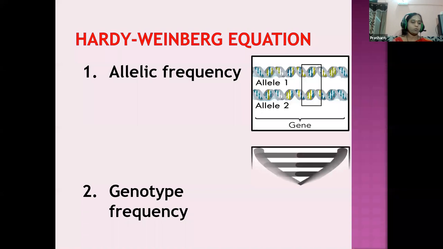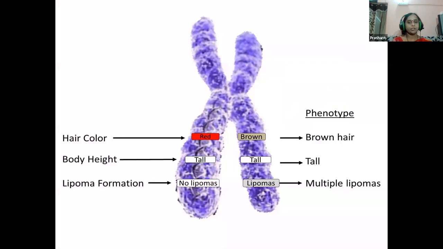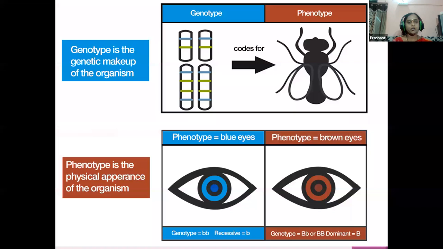Genotype frequency is the distribution of genetic variants in a population. This is the phenotype, that is, the external appearance, children. Here I have shown the hair color, body weight, etc. Next, when we see here, the genotype is the genetic makeup, and the phenotype is the physical appearance.